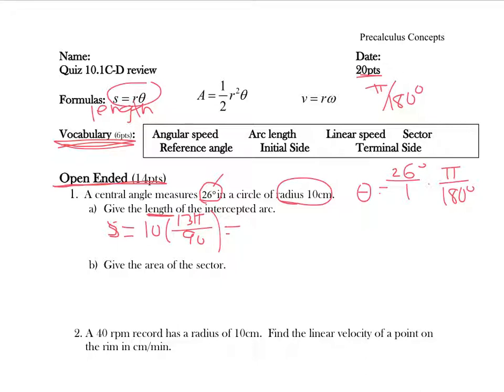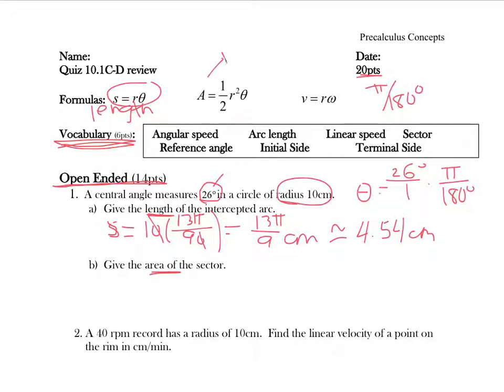Okay, multiply that out. Well, you can see if you want the 9 and the 10, or the 90 and the 10 cancel. So I still am left with 13 pi over 9 centimeters. Or if you did it in your calculator, it was about 4.4 centimeters. That's my final answer. In the next one, they want area.